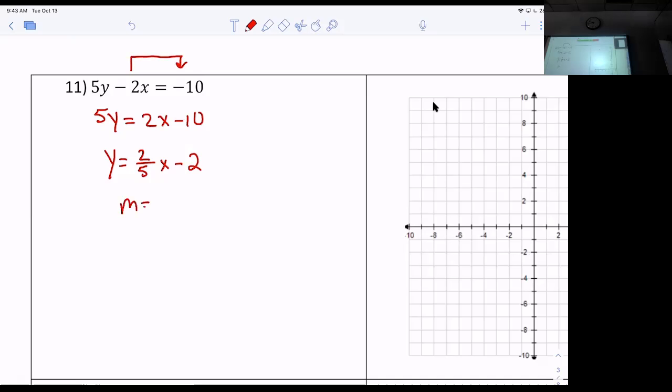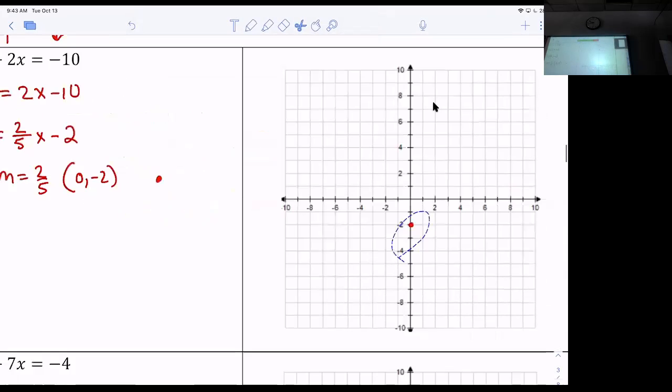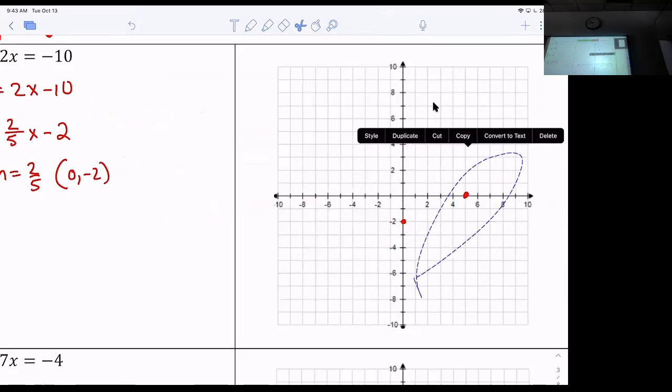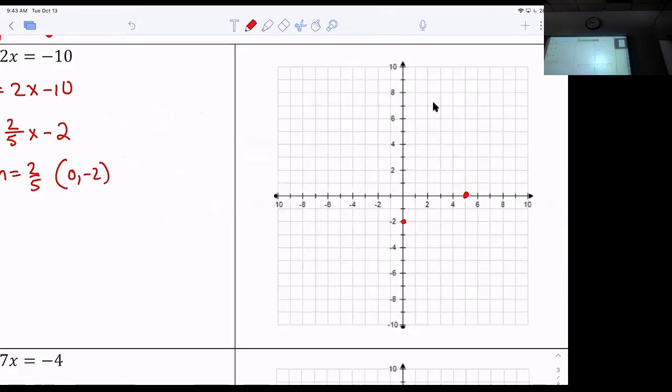All right, Trimble, what's the slope? 2 over 5. And what's the y-intercept? 0, comma negative 2. How do I graph? So you go 0 and then down 2. Good. From there, what do I do? Then you go up 2, and then to the right 5. Good. Now we're going to draw that line.